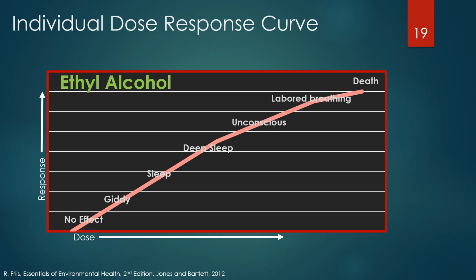Dose-response curves are graphs used to demonstrate the effects of exposure to a chemical or toxic substance on subjects. Dose-response curves can be shown for individuals or for populations. This is a simplified version of an individual dose-response curve for ethyl alcohol, starting with no effect, then with increasing doses, progressively developing symptoms of giddiness, sleep, deep sleep, unconsciousness, labored breathing, and death.